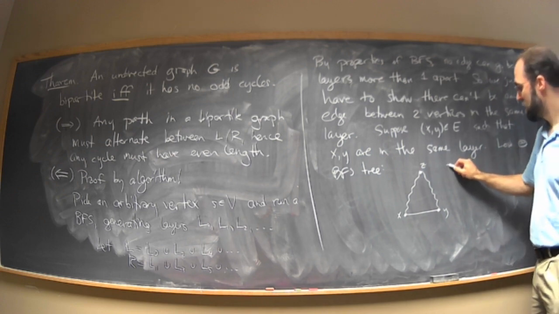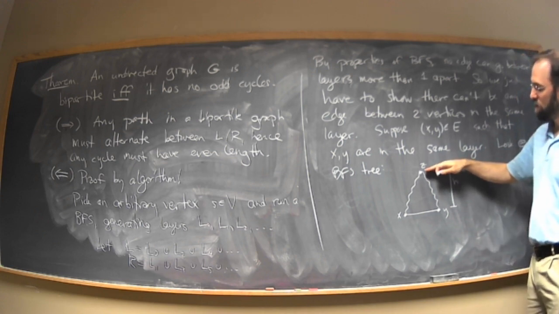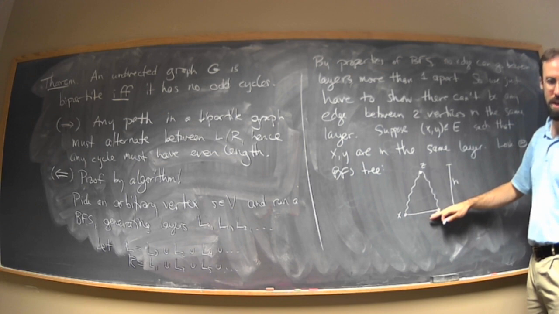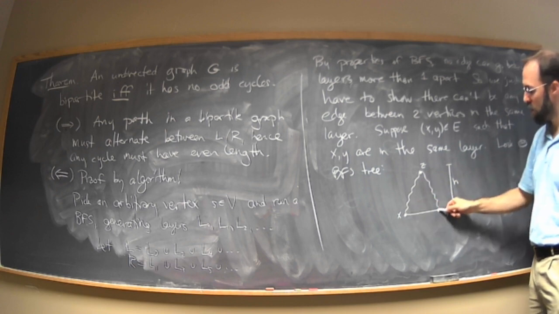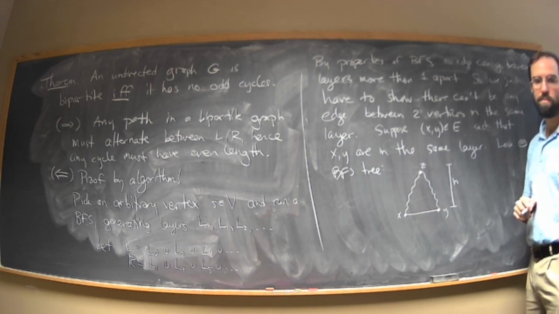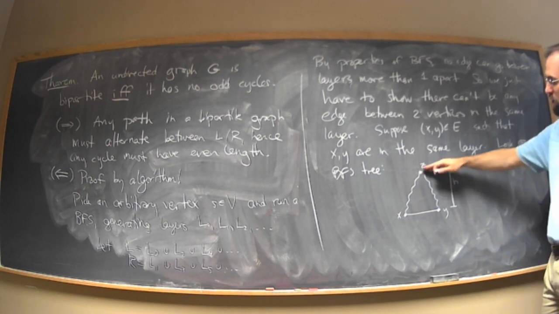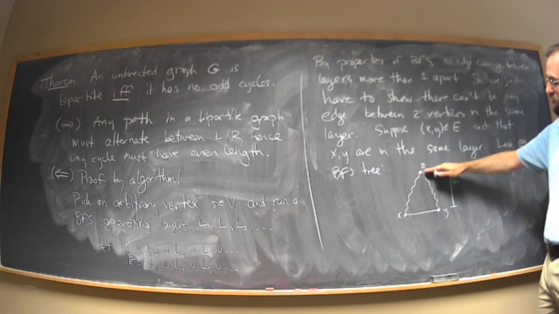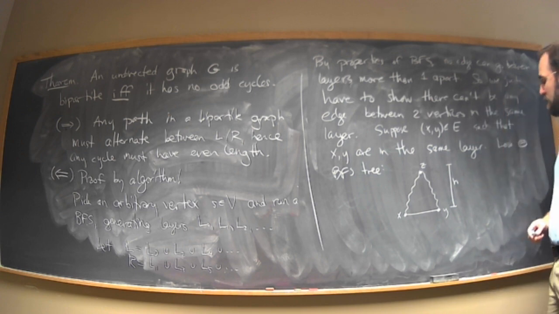Let's say this has height h. That is, the number of layers from z down to the layer of x and y is h. So this is a cycle, because I have a path from z to x, an edge from x to y, and a path from y to z. How long is this cycle? Two h plus 1. These two paths are the same length because they go from this layer down to this layer, and the layers of breadth first search tell you exactly how long the paths are. And then this is just one.